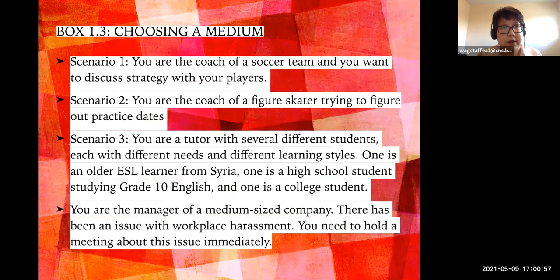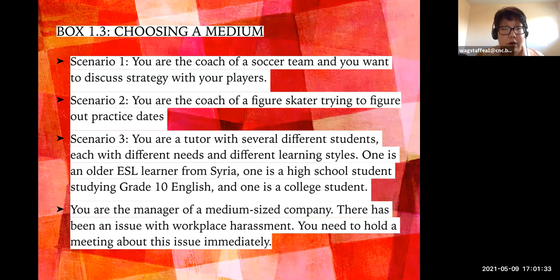So, choosing a medium. Scenario one, you are the coach of a soccer team and you want to discuss strategy with your players. How do you do it? Scenario two, you are the coach of a figure skater trying to figure out practice dates. How do you figure that out? Scenario three, you are a tutor with several different students, each with different needs and different learning styles. One is an older ESL learner from Syria, one is a high school student studying grade 10 English, and one is a college student.